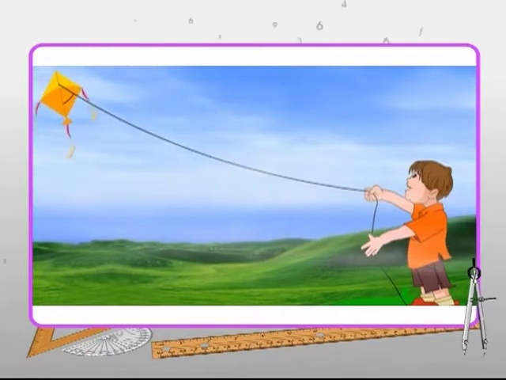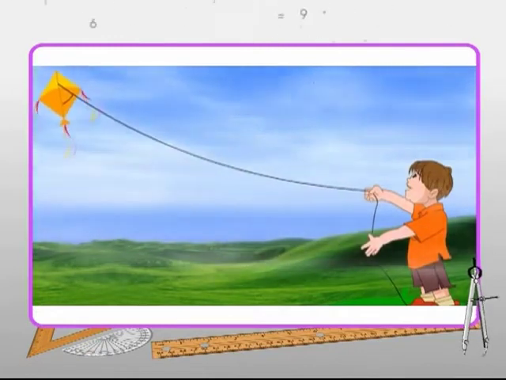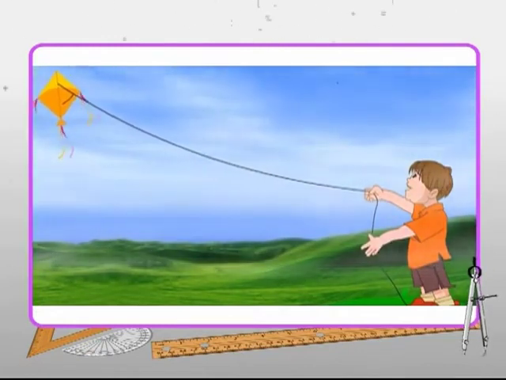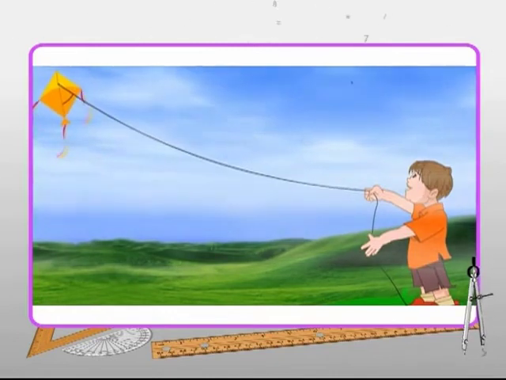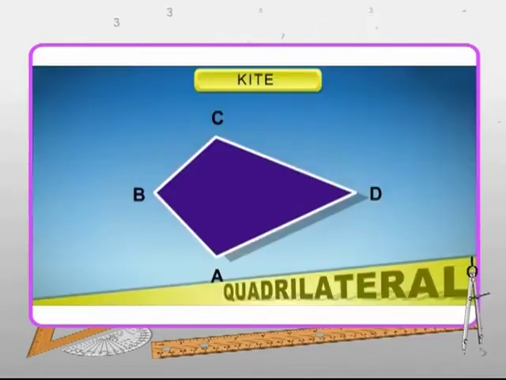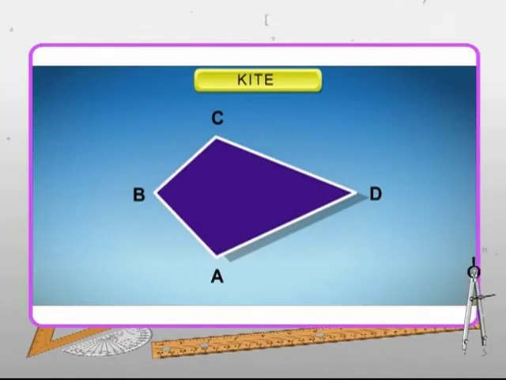Know what a kite is? Yes, the one flown in the air at the end of a long string. A kite is a quadrilateral with two pairs of equal adjacent sides. The figure shown here is a kite. In the figure, adjacent sides AB and BC are equal in length. Similarly, side AD is equal to side DC in length.